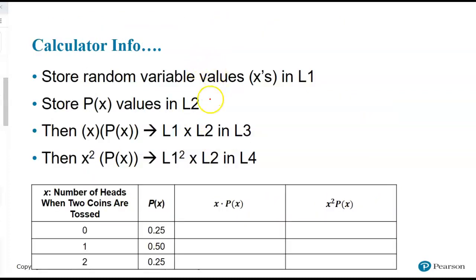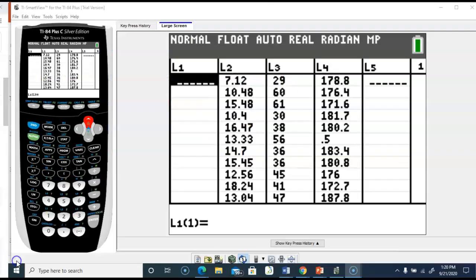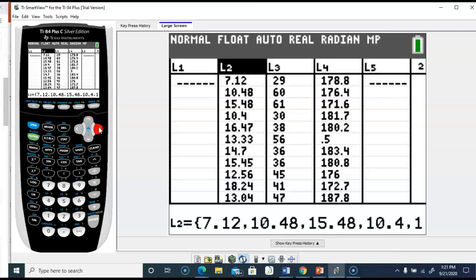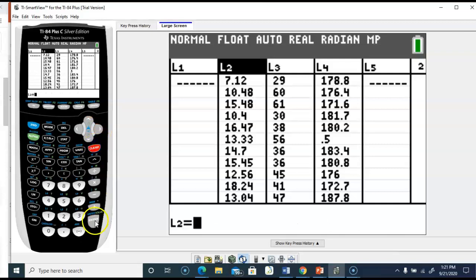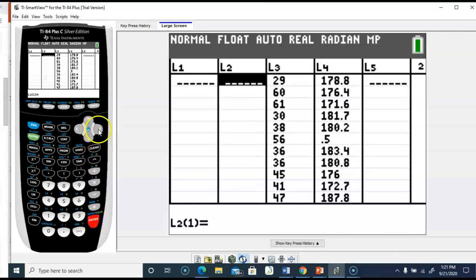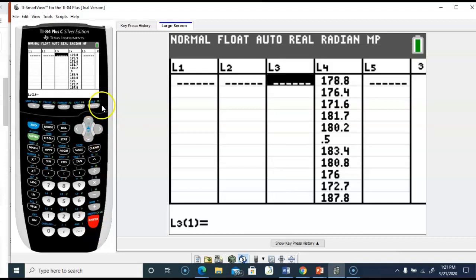Okay, you can do these in your calculator. So I'm going to jump over to the calculator screen and show you how to put these in your calculator. The first thing I want you to do is go all the way up here and clear everything out in columns 1, 2, 3, and 4. I had already cleared out L1. If we clear out L2, we'll just do clear, enter, and it'll take everything out. We'll go up and over to L3, clear and enter, and same thing with L4.